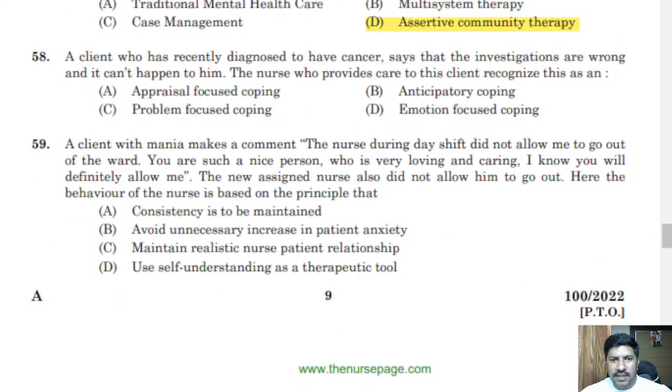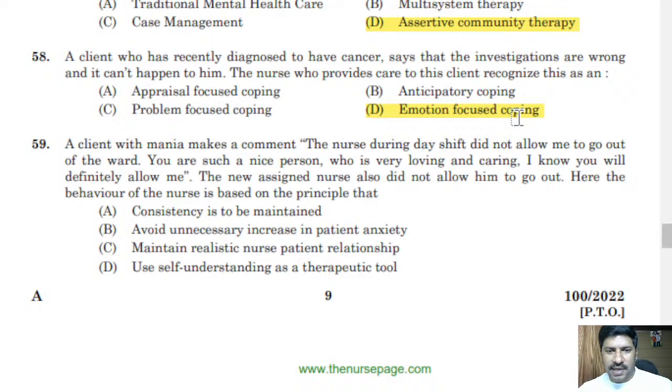Then 58th question. A client who was recently diagnosed with cancer says that the investigations are wrong and it cannot happen to him. The nurse providing care to this client recognizes this as an? Correct answer is emotion focused coping. 58th answer, emotion focused coping.